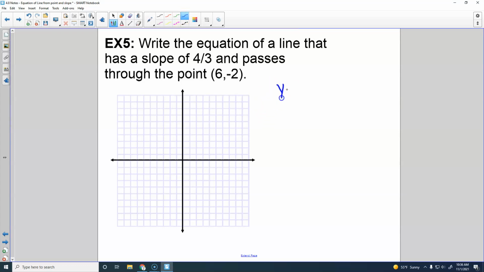So we're going to start with y equals mx plus b. M is my slope. B is my y-intercept. So what do you know I could plug into this equation? Slope. I could put the slope right here for my m. That would give me y equals 4/3 x plus b.